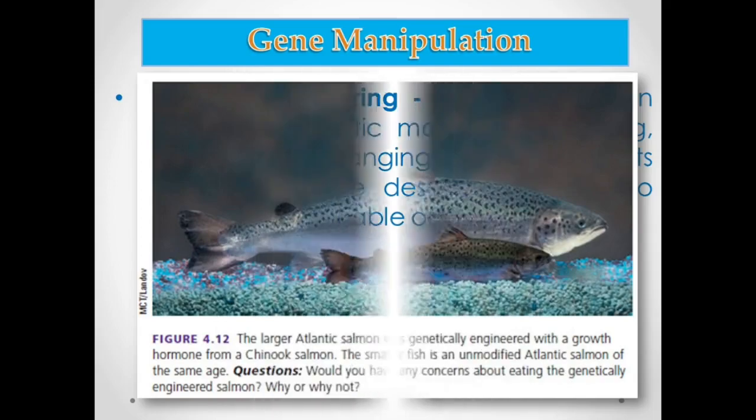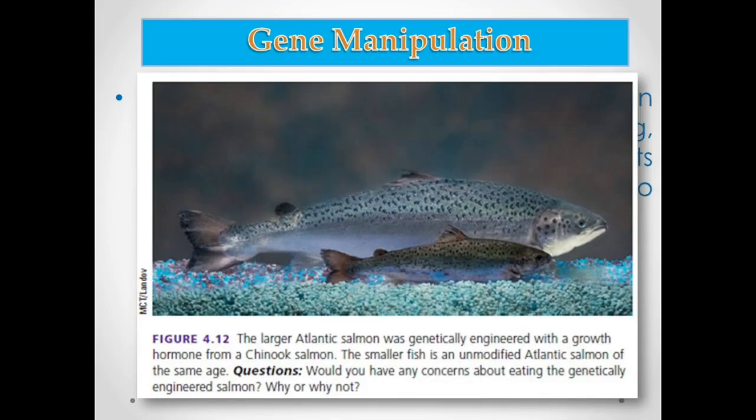Okay, so an example of genetic engineering is this one. The larger Atlantic salmon was genetically engineered with a growth hormone from a Chinook salmon. And the smaller fish is an unmodified Atlantic salmon. So that's the effect of genetic engineering.